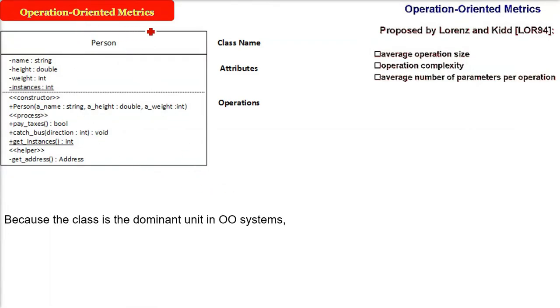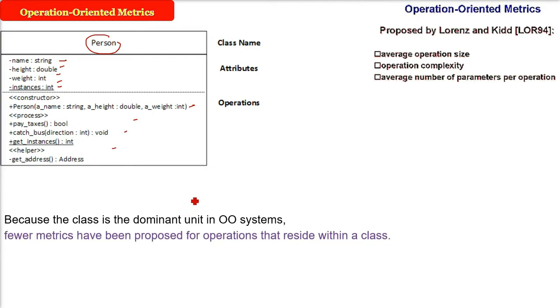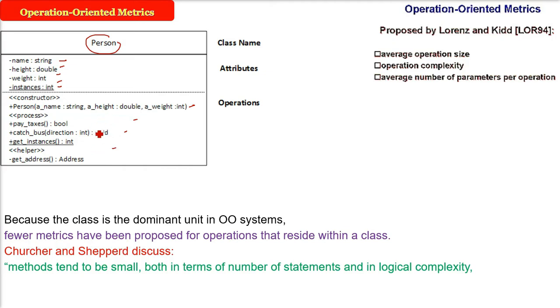Operation-oriented matrix. Operation is all about the function, the procedure, whichever way you call it. The operations or functions work on the attributes in the class which are being encapsulated. So whenever we talk about an object-oriented system, we generally talk about the class. Other things we don't talk about. So there are metrics which are proposed mostly on a class basis, not about the operations in the class.